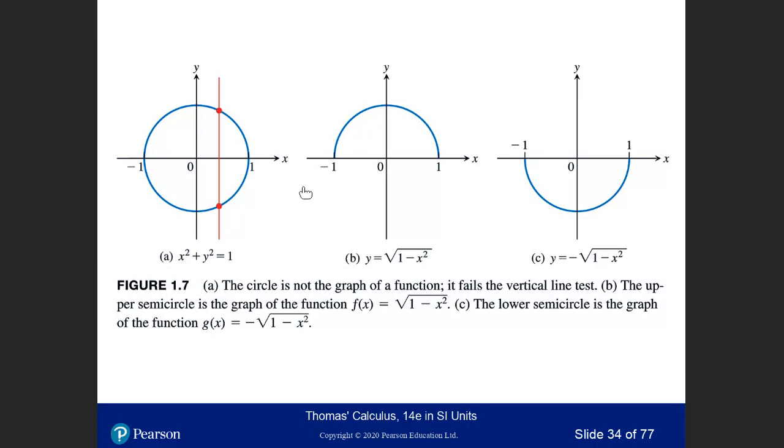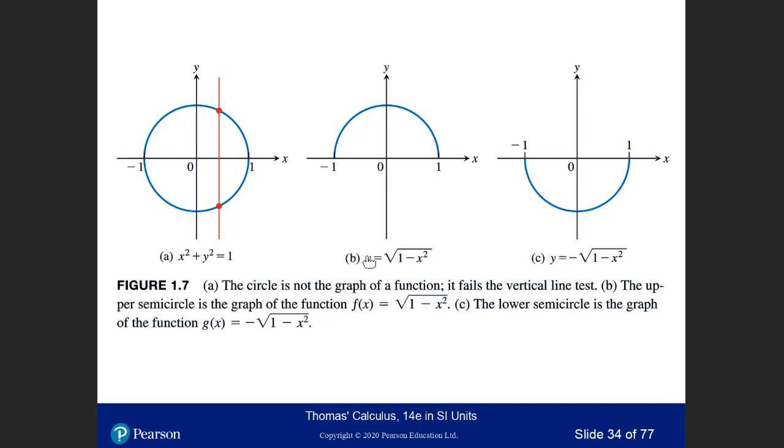Now we have 3 figures here. First figure is x squared plus y squared is equal to 1. As we know, this is a circle centered at the origin with radius equal to 1. Now this relation is not a functional relation because, as you can see, for one value of x, this gives 2 values of y. So we cannot say that this is a functional relation.